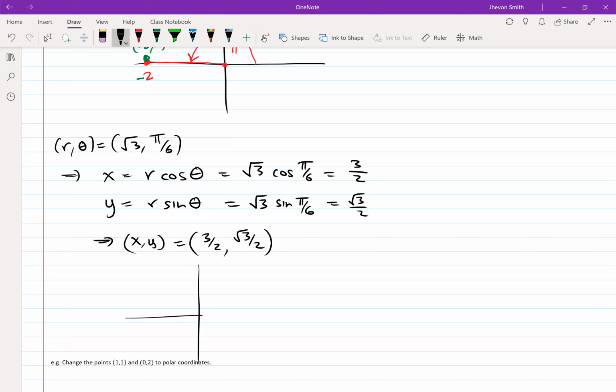And does that actually make sense? Well, if I look at this polar coordinate, I'm at an angle of pi over 6 and at a distance of radical 3.